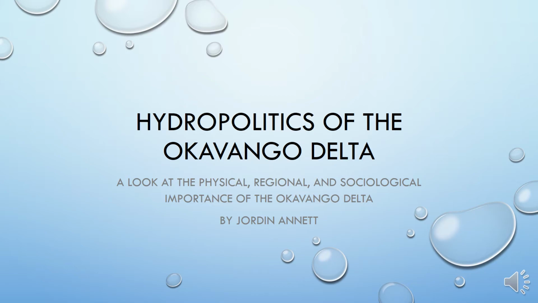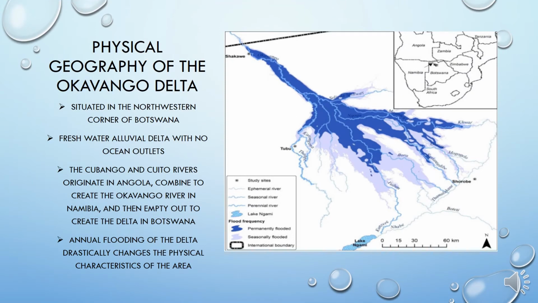My name is Jordin Annett, and I will be talking about the hydropolitics of the Okavango Delta. The Okavango Delta is situated in the northwestern corner of Botswana. It is primarily fed through two tributary rivers, the Kubango and the Kuito, which originate in Angola, flow through Namibia, and then end up in Botswana.